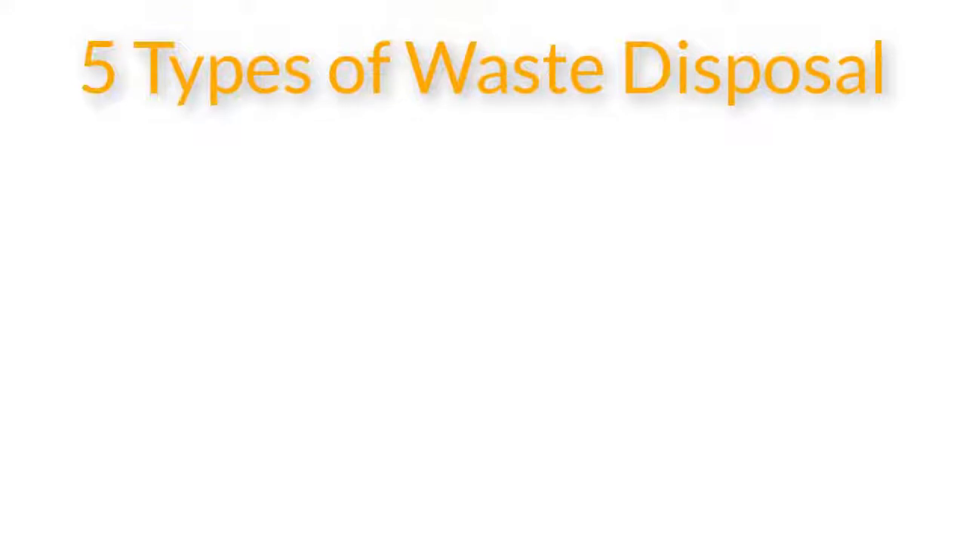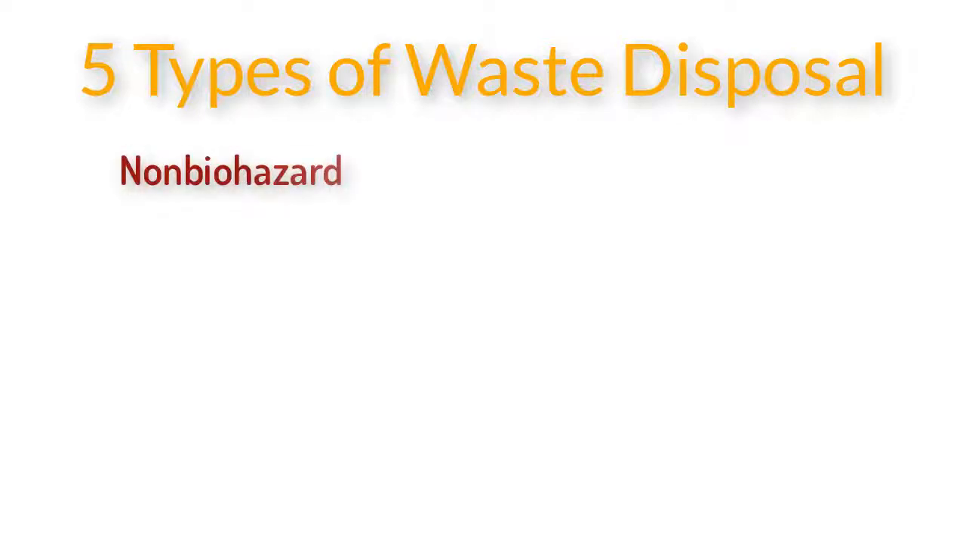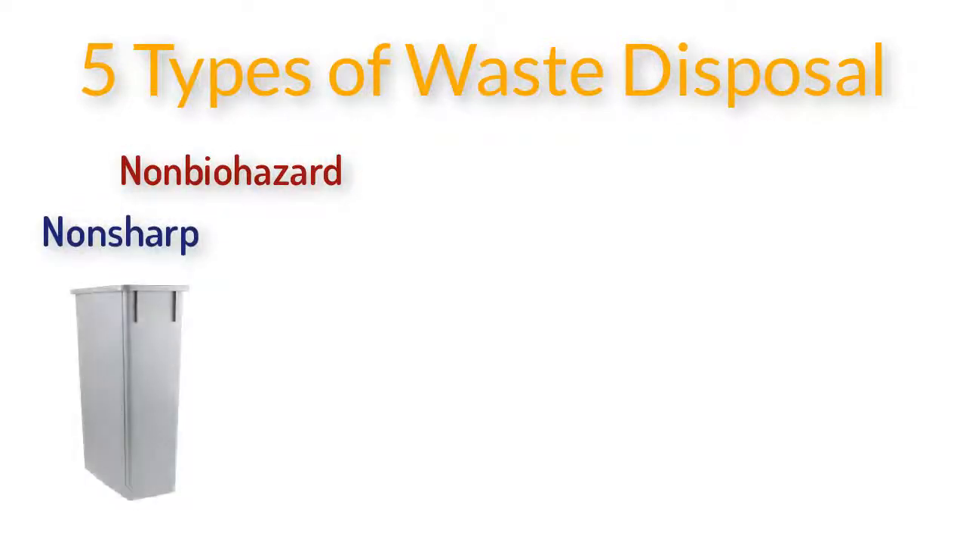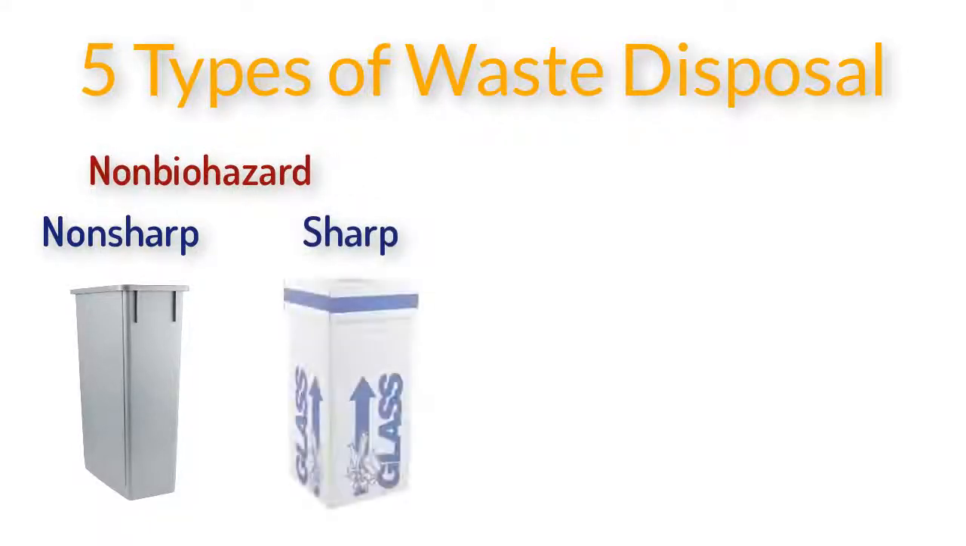So, combining all the possibilities of the 5 options we discussed, we have non-infectious, non-biohazard, non-sharp, which is the gray metal container with a clear liner and is also known as the regular trash container. There's the non-infectious, non-biohazard sharps, which is the white and blue cardboard box with a clear liner.